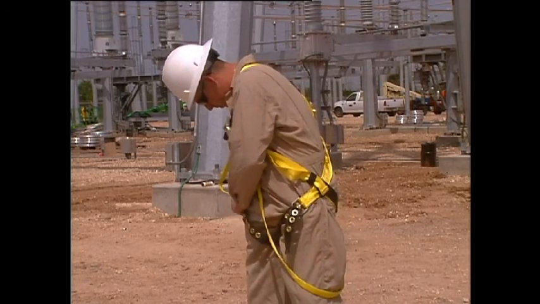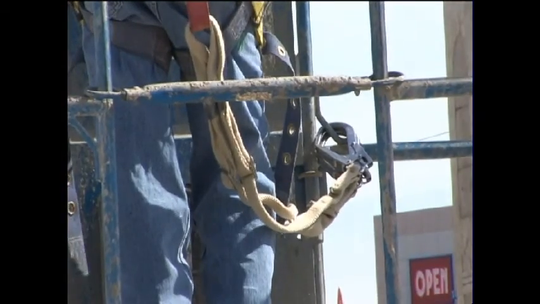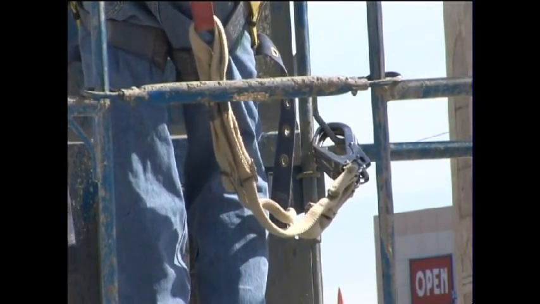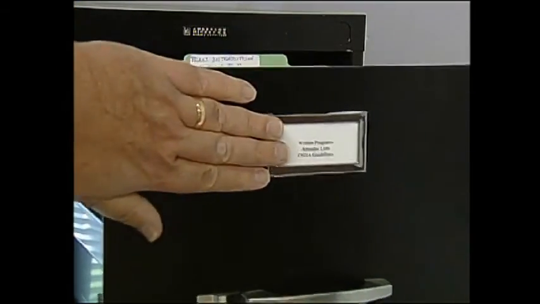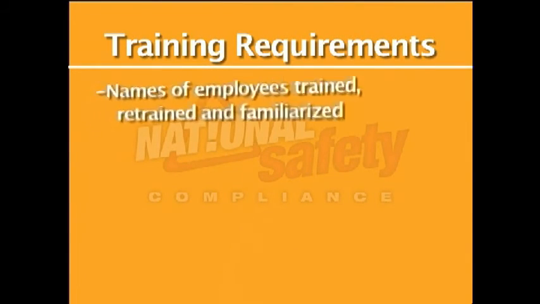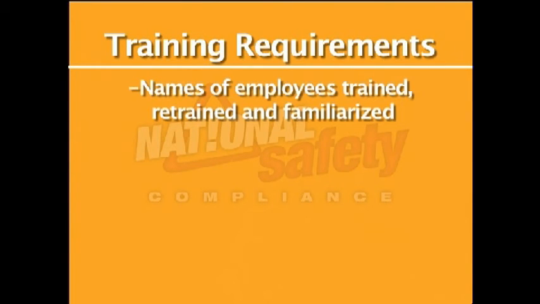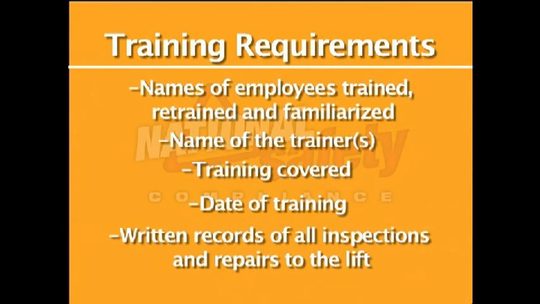Operators of lifts should also be trained in fall protection in addition to operations of the machine. The fall protection requirements are shown later in this video. Training records should be maintained for at least 4 years and must contain the following information at a minimum: names of employees trained, retrained, and familiarized, name of the trainer or trainers, training covered, date of training, written records of all inspections and repairs to the lifts.